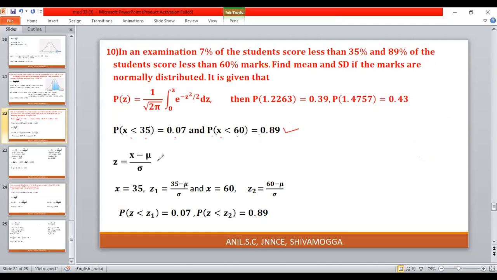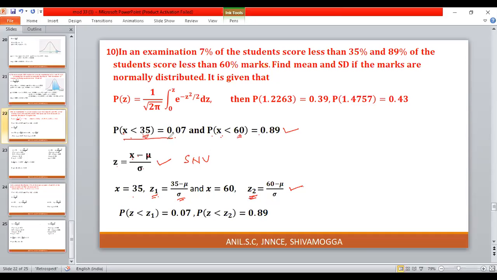And we know that standard normal variate Z is given by x minus mu divided by sigma. This is called a standard normal variate, SNV. If x is equal to 35, the corresponding Z will be 35 minus mu divided by sigma. Let it be Z1. If x is equal to 60, corresponding Z is 60 minus mu divided by sigma, denoted by Z2. When x is equal to 35, Z is equal to Z1. When x is equal to 60, Z is equal to Z2.